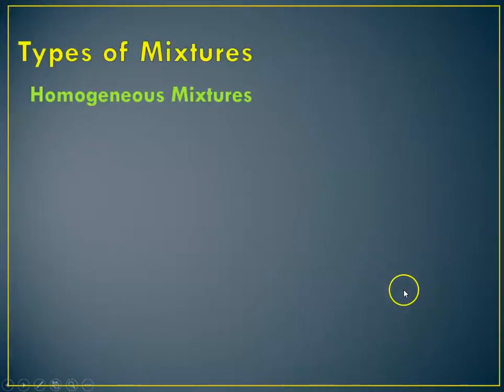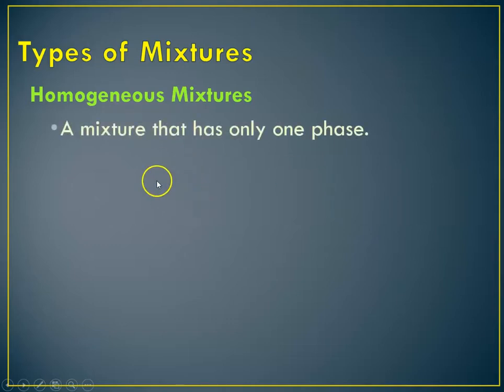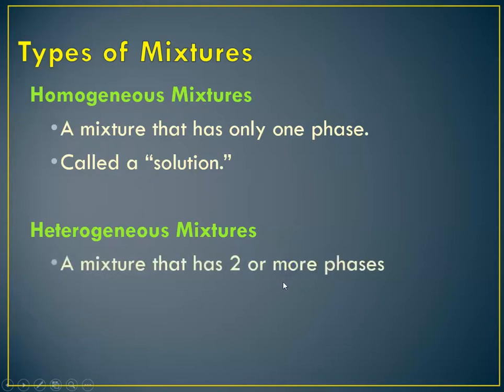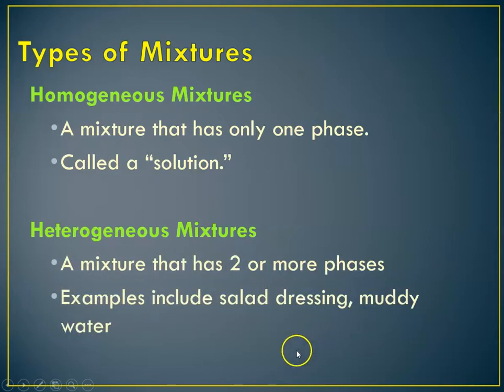So first let's talk about types of mixtures, and this goes back to the beginning of the year, I want to say chapter 2-ish, where we talked about homogeneous mixtures, and that would be a mixture that has only one phase, and we have the special name, we call that a solution. And then heterogeneous mixtures, and that's any mixture that has two or more phases. And again, examples would be things like salad dressing, muddy water, a peanut butter and jelly sandwich, where you can see more than one phase.